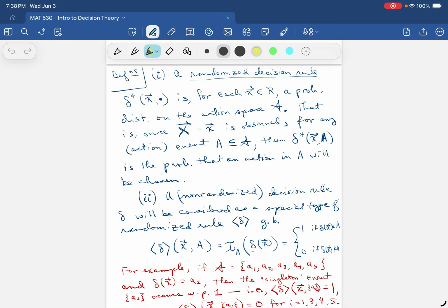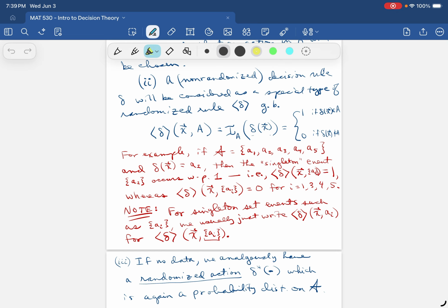We've been talking about randomized decision rules, and recall that a randomized decision rule is a probability distribution on the action space, which is determined once data is observed. And then we also talked about how to make a non-randomized decision rule randomized, quote unquote, and express it as a randomized decision rule which puts all of the mass at the one point.